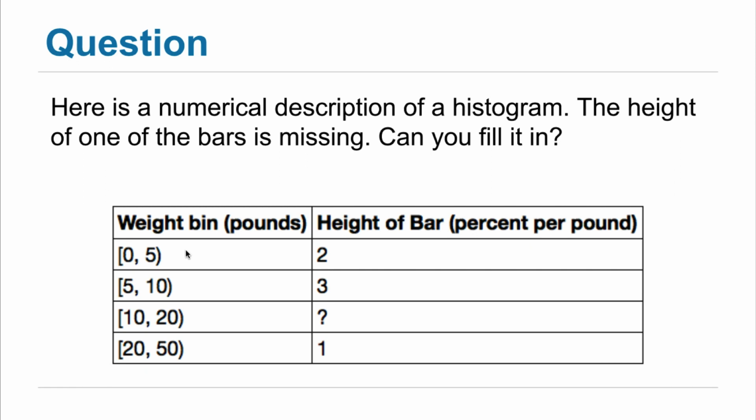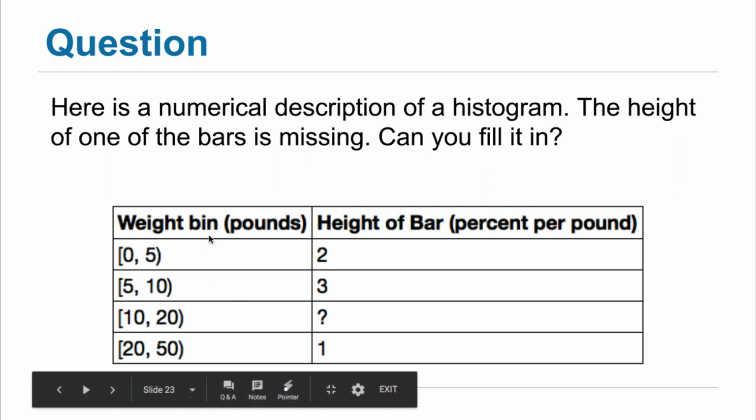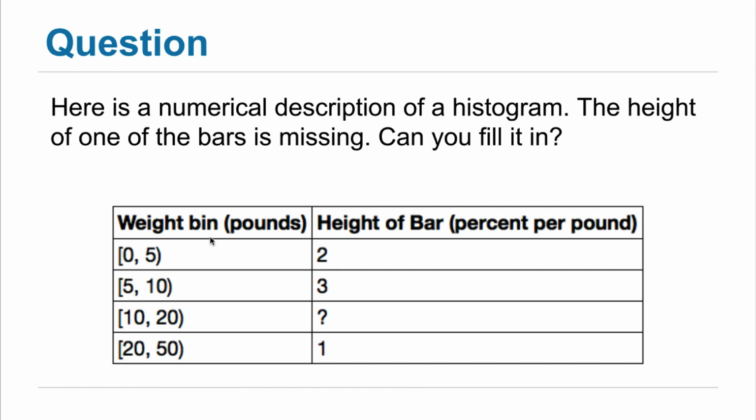You've got each of these bins in the first column. The variable is weight being measured in pounds, and the first bin is from 0 pounds to 5 pounds, then 5 pounds to 10 pounds, and so on. And what you have here is not the number or percent in the bin, you have actually the height of the bar. And it's measured in percent per pound.